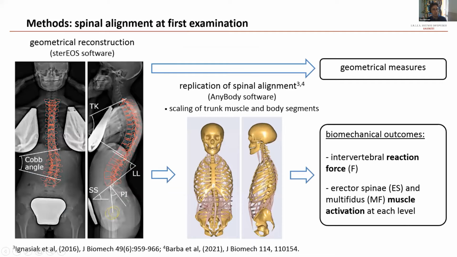The radiographic images were processed by stereo software, allowing us to obtain the geometrical measurements, and the obtained vertebral orientation in the 3 anatomical planes was processed to obtain the replication of the spinal alignment with the musculoskeletal body model with the articulated rib cage, previously validated for the replication of mild scoliosis. And the simulation run by AnyBody allowed us to obtain the biomechanical outcomes: the intervertebral reaction force, and the muscle activation at each vertebral level of the erector spinae and multifidus muscles.